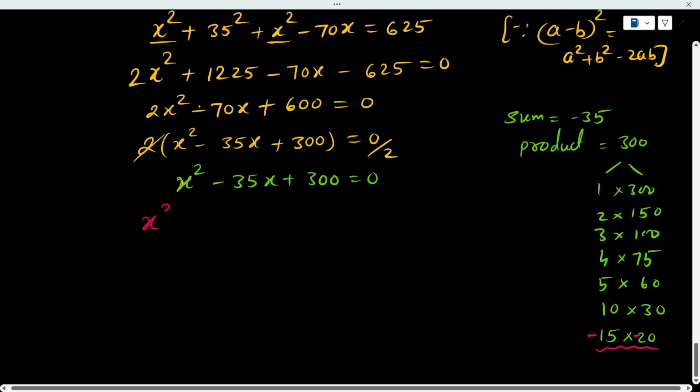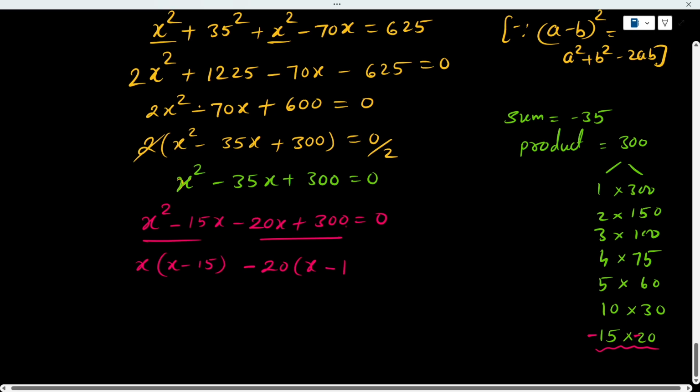So how are we going to do it by splitting the middle term? Here, x square minus 15x minus 20x plus 300 equals 0. Now do the grouping. x is the common factor, x minus 15, and minus 20 is the common factor here, giving x minus 15. It is equal to 0. So x minus 15 times x minus 20 is equal to 0. So what are the possible values?